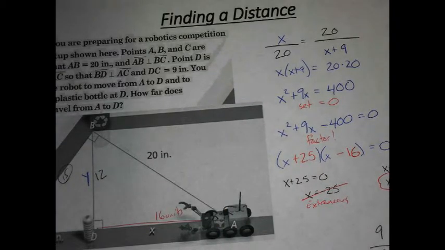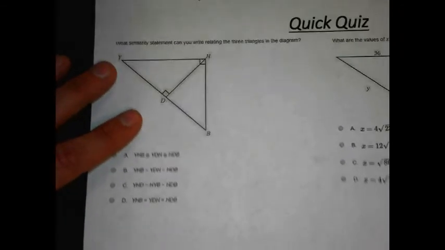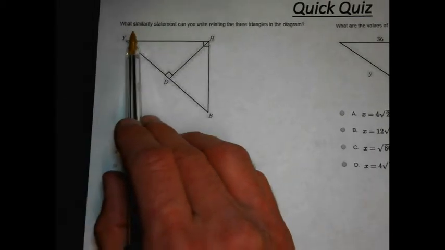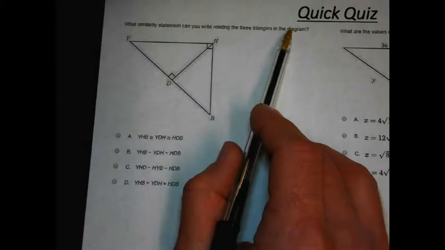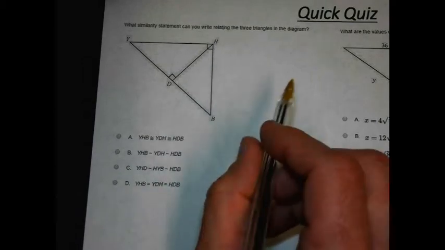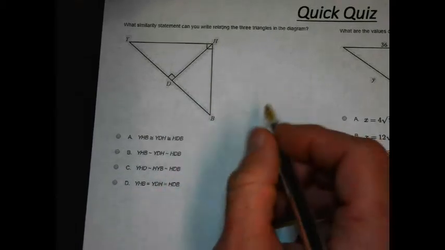All right, so I'm going to wrap this lesson up with a quick quiz. We'll do these as fast as we can. What similarity statement can you write relating the three triangles in the diagram? Okay, so the three triangles in the diagram.